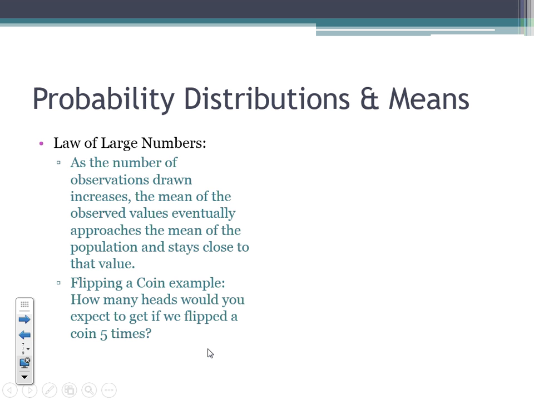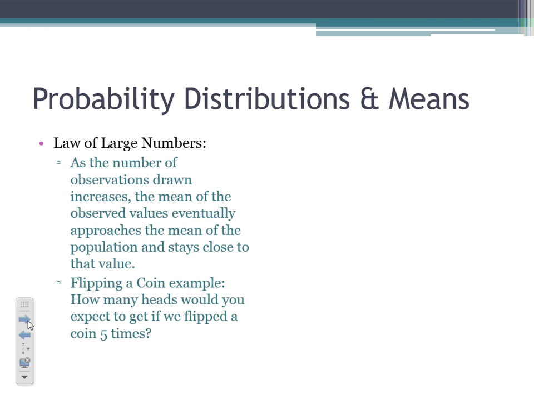The way I like to think of it is think of flipping a coin, all right? How many heads would you expect to get if we flipped a coin 5 times? Well, on average, right, we would get 2.5 heads. Well, it's impossible to get 2.5 heads. But over time, on average, it's possible, and that's going to be what happens. That's the idea of the law of large numbers.